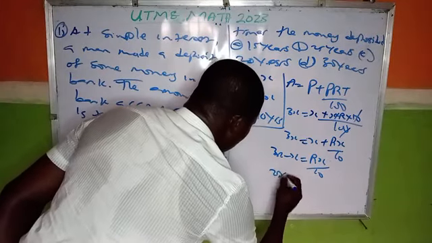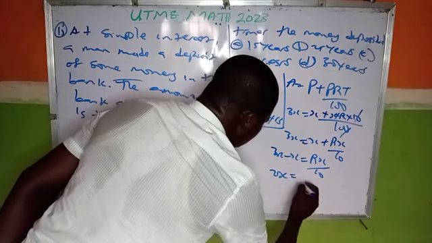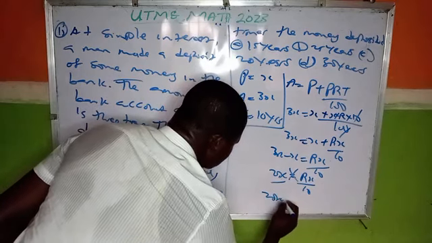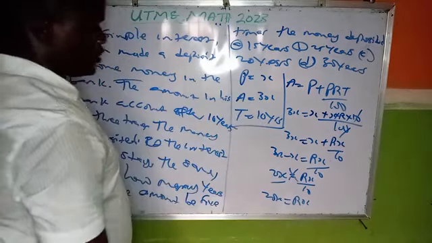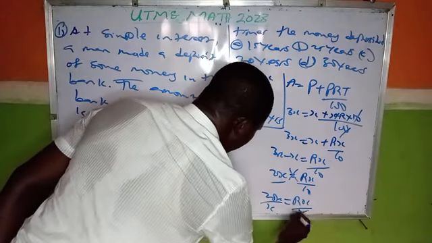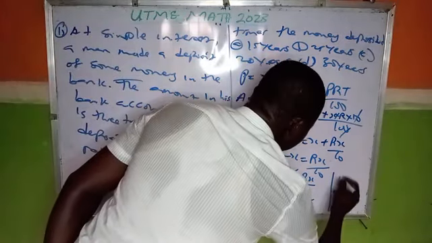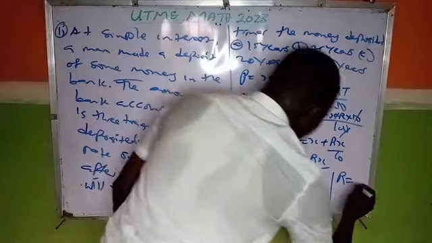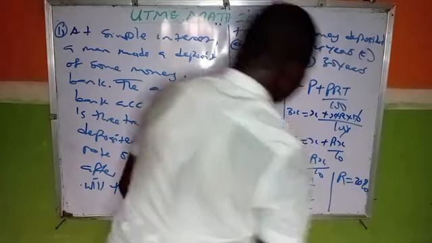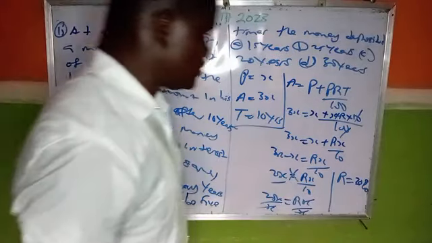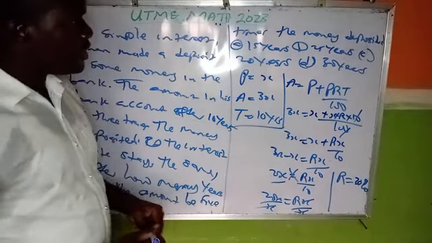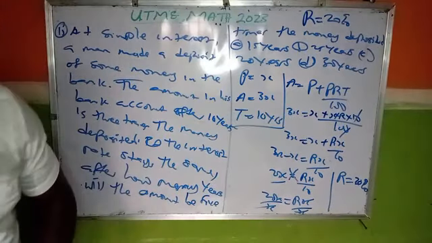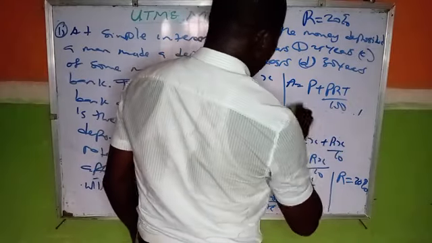So here you will have 2x equal to rx over 10. So if you cross multiply, you will have 20x equal to rx. So divide this one by this. So what you have there is that the rate you get now is 20%. So you are getting the rate as 20%. So again, R is 20%.